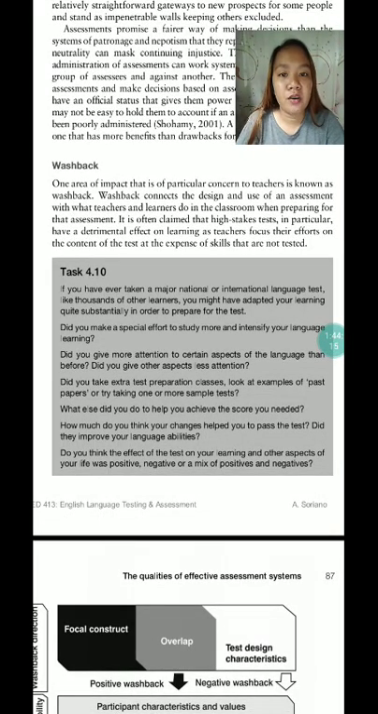Washback. One area of impact that is of particular concern to teachers is known as washback. Washback connects the design and use of an assessment with what teachers and learners do in the classroom, often preparing for the assessment. It is often claimed that high stakes tests in particular have a detrimental effect on learning as teachers focus their efforts on the content of the tests at the expense of skills that are not tested.